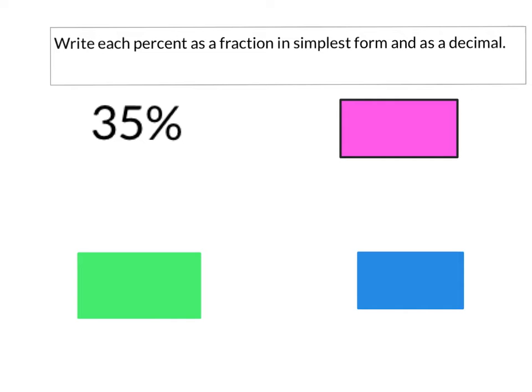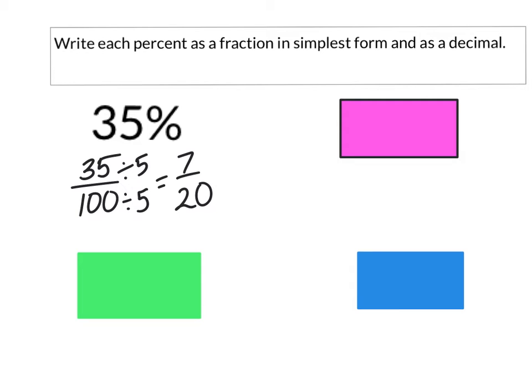All right, write each percent as a fraction in simplest form and a decimal. So 35%, remember percent means per 100, so I'm going to write it as a ratio comparing it to 100. And then I can simplify by dividing by the greatest common factor of 35 and 100, which gets me to 7/20. That's my simplified fraction. If I need to write it as a decimal, I can just read this fraction, 35 hundredths. And here is my 35 hundredths as a decimal.